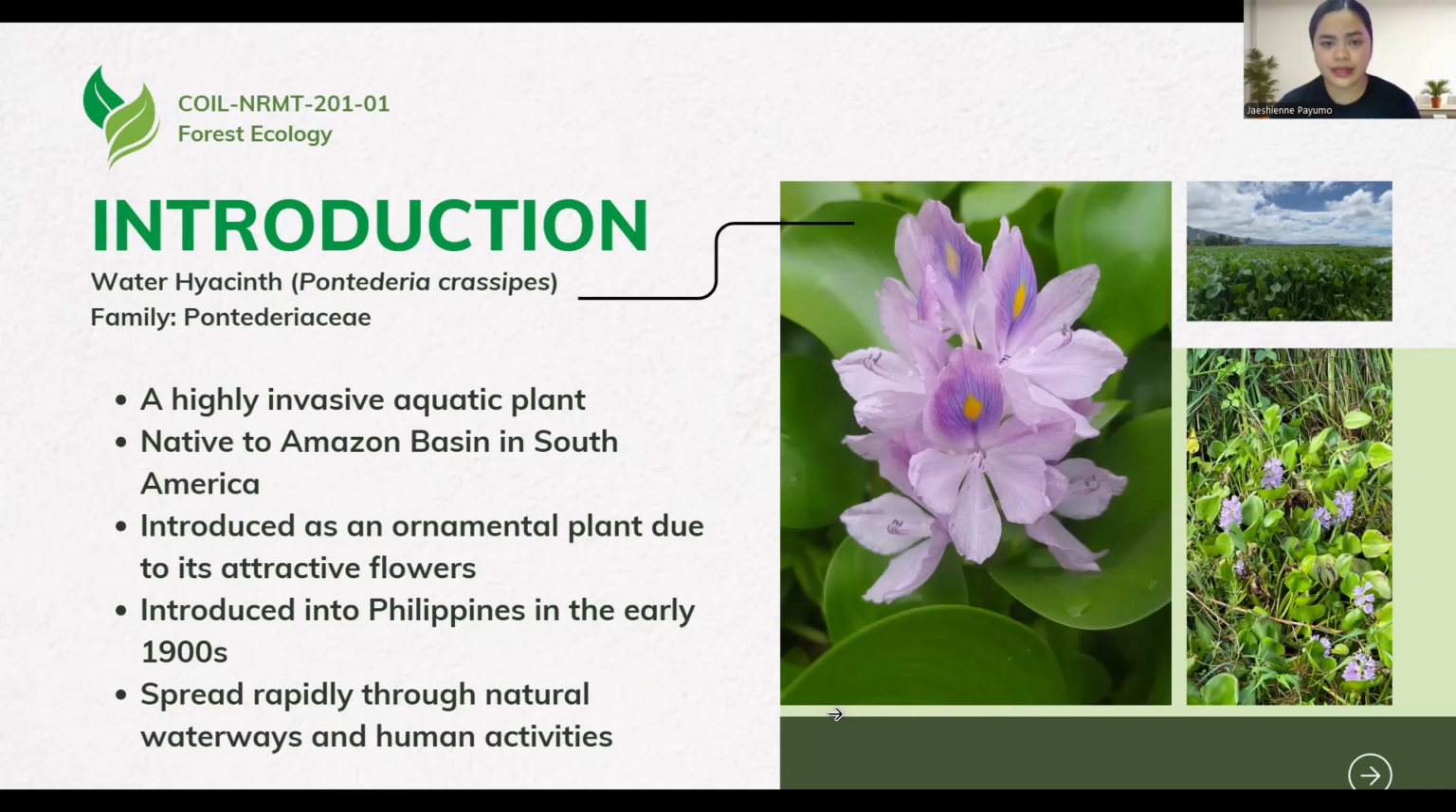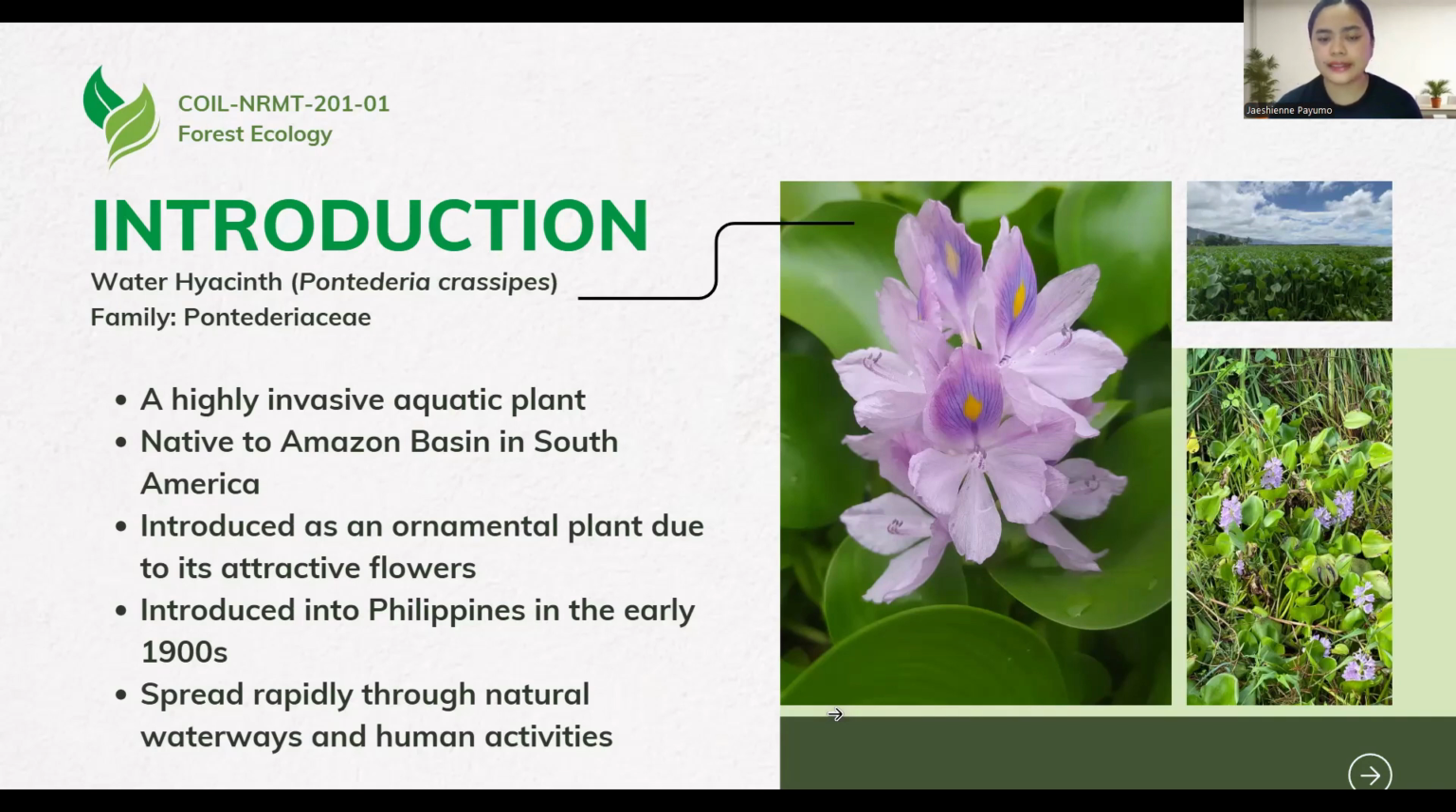Water hyacinth primarily multiplies through stolons or creeping stems, which produce new shoots genetically identical to the parent plant. According to the Florida Fish and Wildlife Conservation Commission, water hyacinth naturally occurs in the Amazon basin of South America. The species was later introduced to other parts of the world, including many tropical countries, because of its aesthetic value. Its violet flowers and broad green leaves made it a popular ornamental plant for ponds and gardens.